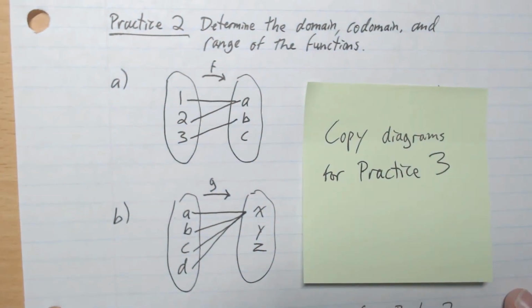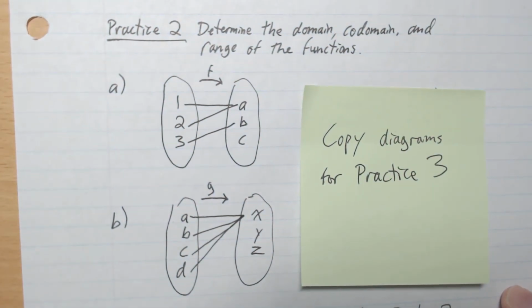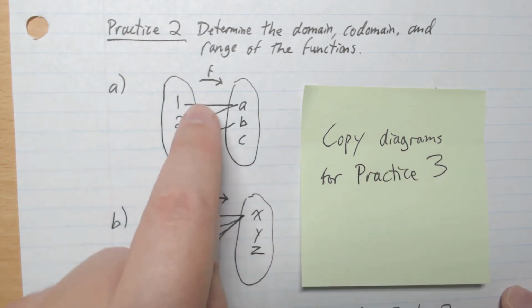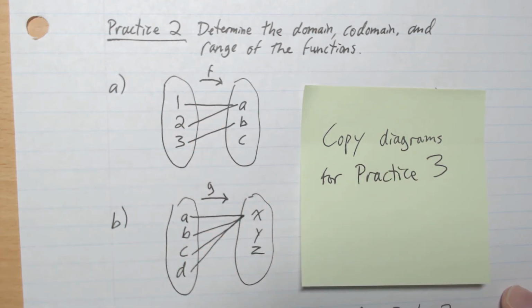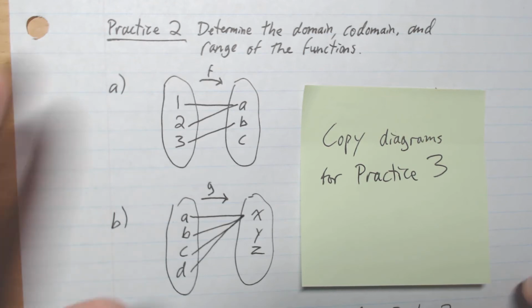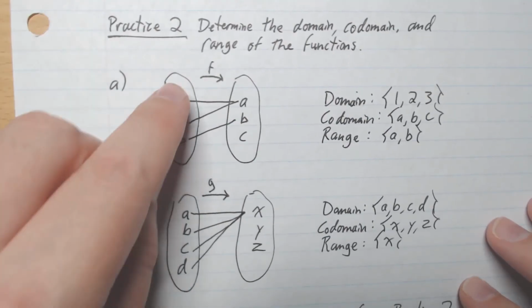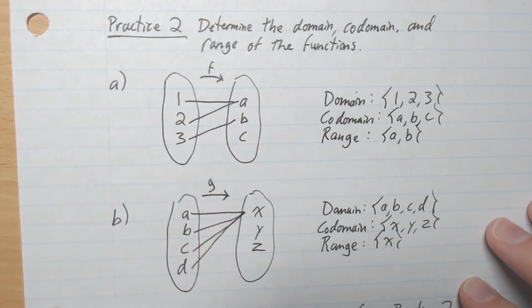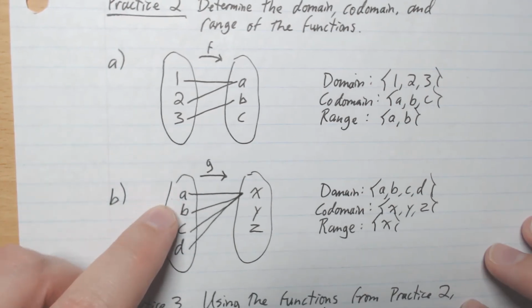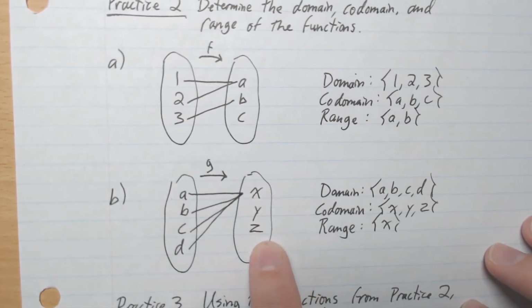Okay, practice number 2. Determine the domain, codomain, and range of the functions A and B. Go ahead and pause the video and answer that. Okay, also just copy the diagrams here for practice number 3. We're going to be using that. Okay, so the domain, 1, 2, 3. Codomain, A, B, C. Range, A, B. B, domain, A, B, C, D. Codomain, X, Y, Z. Range is X.